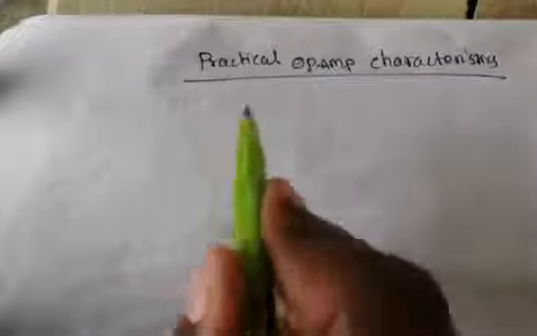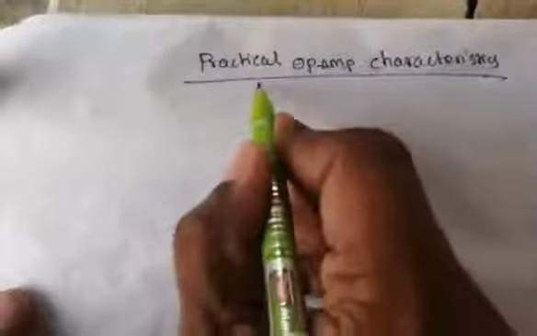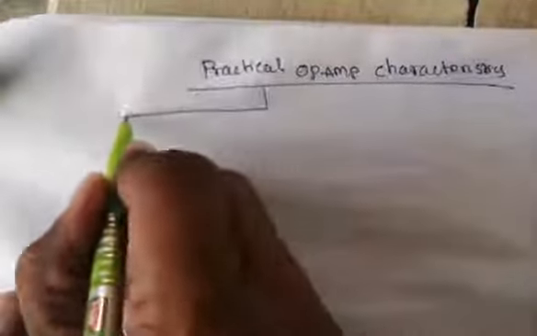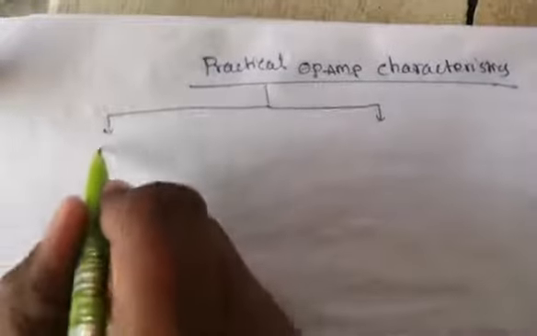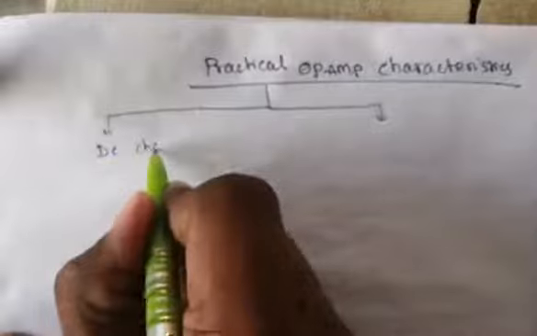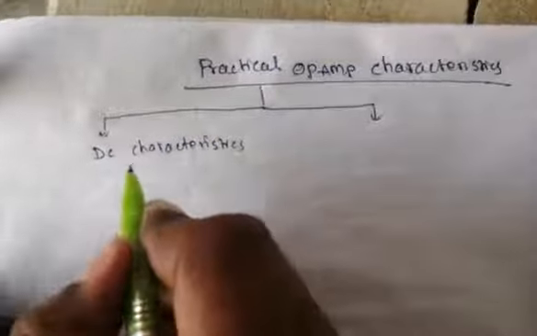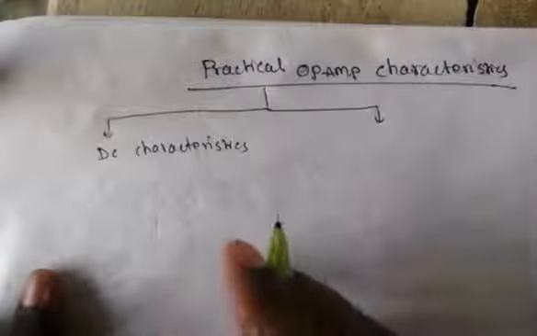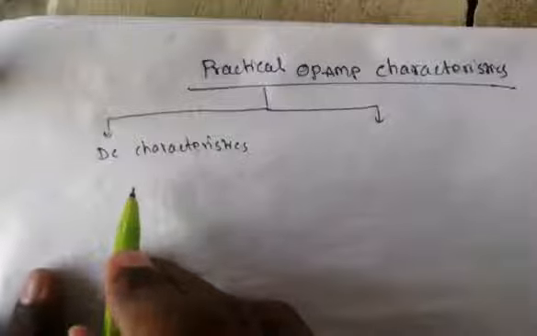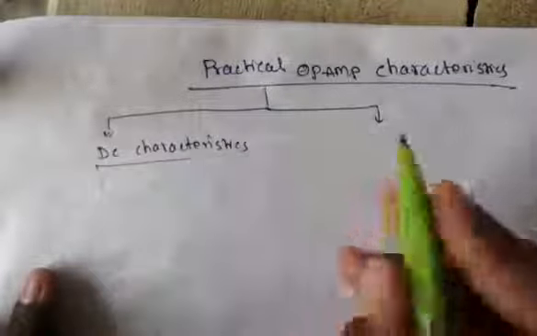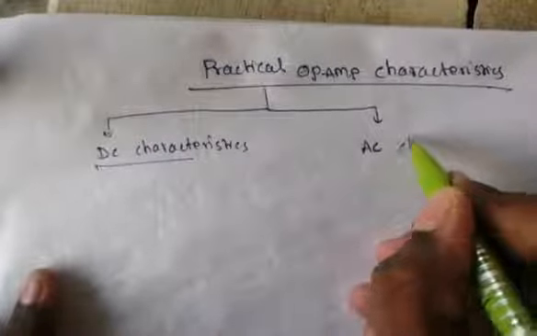Now coming to practical operational amplifier characteristics. They are defined in two different cases. One is DC characteristics: when the input voltage of the operational amplifier is DC, how the characteristics change. When the input voltage is AC, how it behaves. AC characteristics.